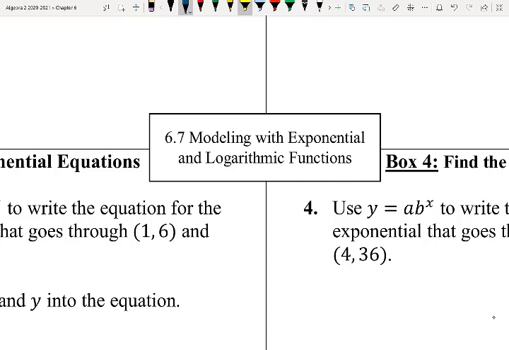Hey guys, today we are doing our last set of notes for Chapter 6. This is 6.7, which is all about modeling with exponential and logarithmic functions. There's two major skills that we're looking at within this section.